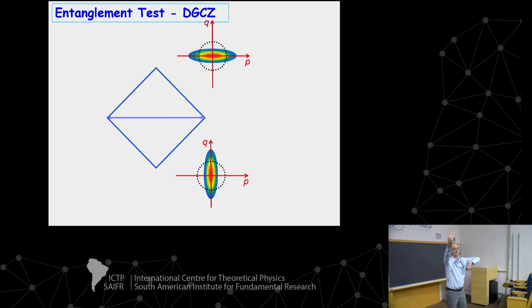So with two squeezed states, you can produce a pair of entangled modes. In fact, with just one squeezed state, you can produce entangled modes. I have a question from the audience way back.